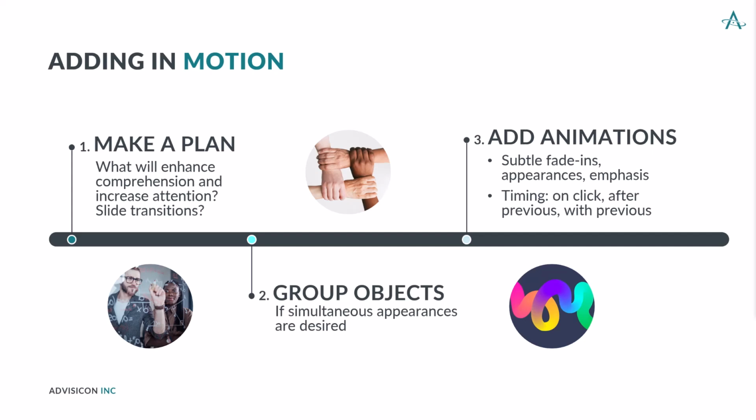Give a thought to timing too. If you want the effect to be on a click or staggered after the previous effect or happen with the previous effect. Make sure you allow enough time to test your animations or transitions. When in doubt, keep it simple. Particularly if you're working with a group, you have to ensure you're all on the same page with timings and animation triggers. It might be more trouble than it's worth.